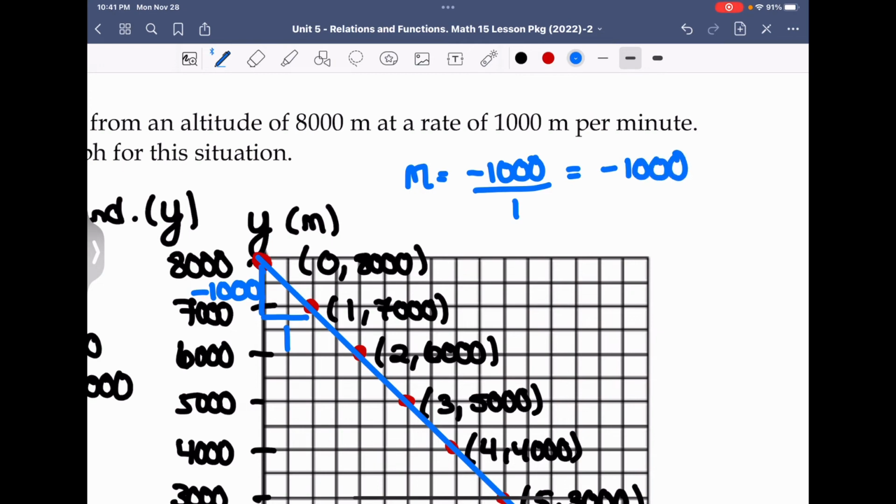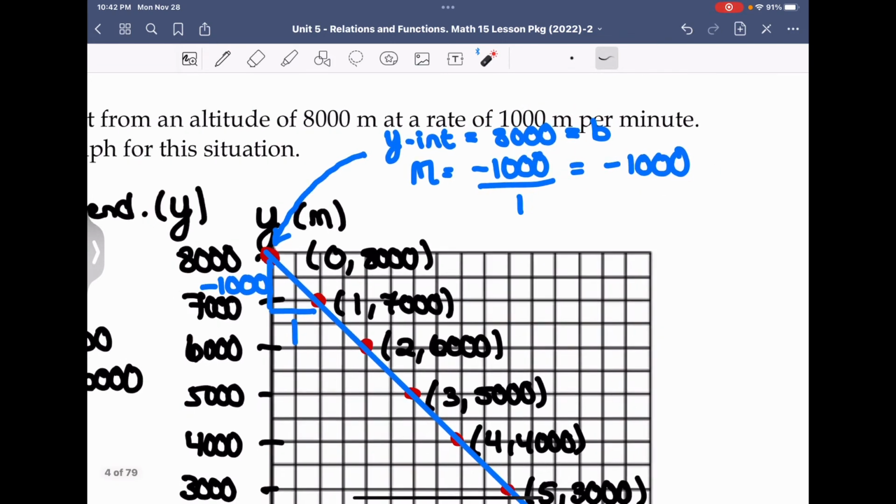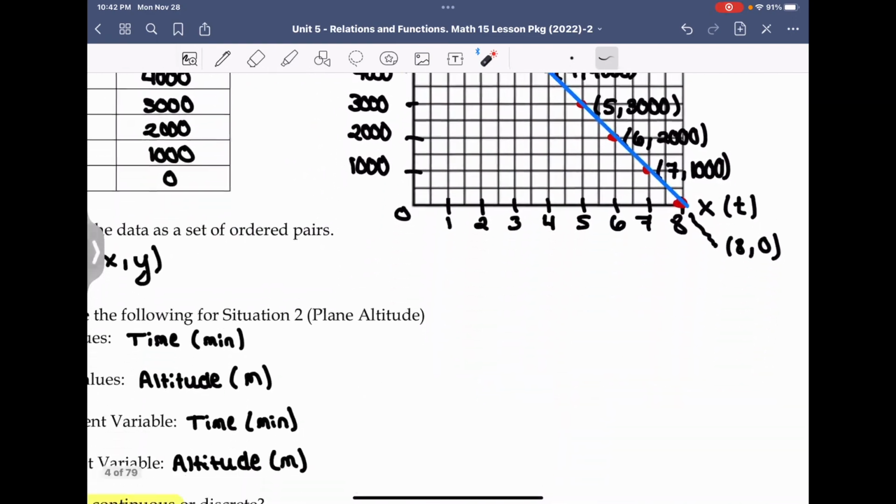And now what we have to do is figure out what our y-intercept is. What we can actually see here is that our y-intercept occurs at this peak point here. Our y-intercept is equal to 8,000, and this is equal to b. So now we have a b value of 8,000 and an m value of negative 1,000. We're going to use this directly to figure out which equation makes sense.